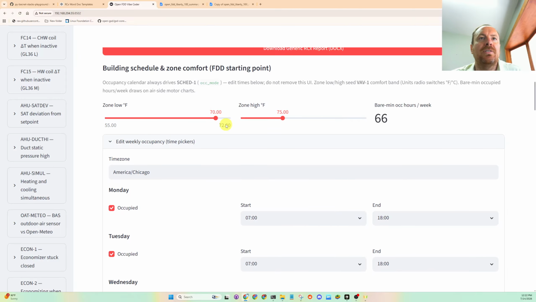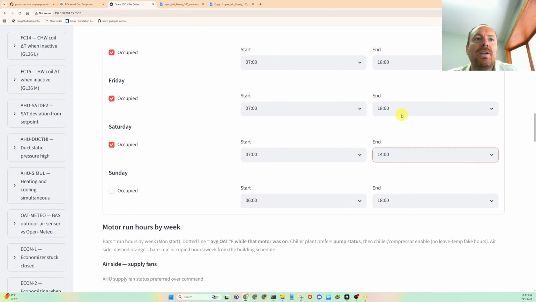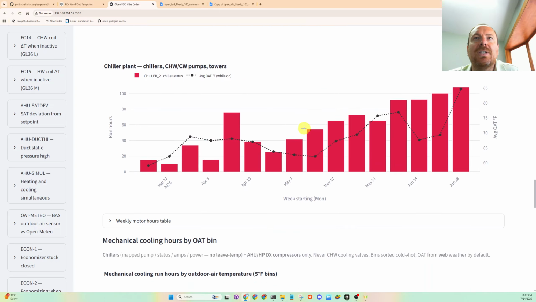that the owner said they need to maintain, 72 degrees, and typically there'd be a 4-degree dead band, 2 degrees up and down. But a generalized comfort range can be 70 to 75. And then this is where we're ranking zones, bare minimum run hours per week. So we covered this the last couple of days.